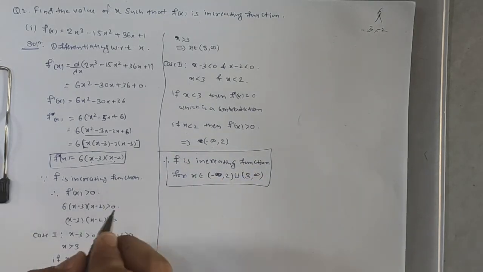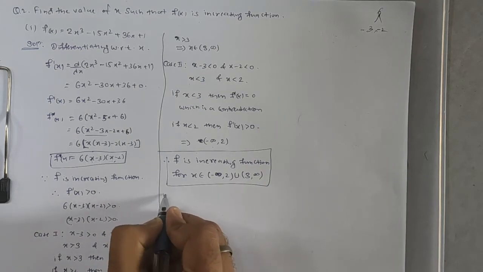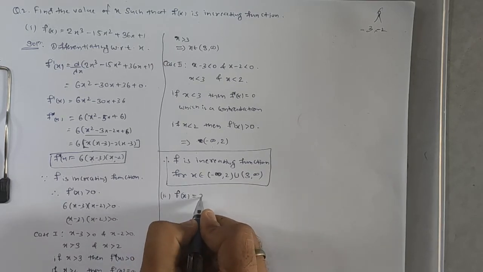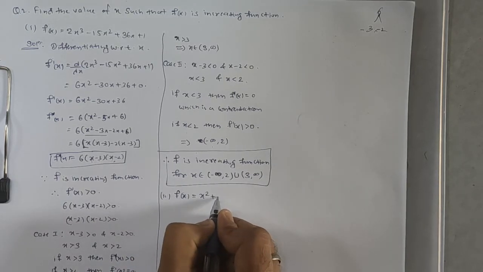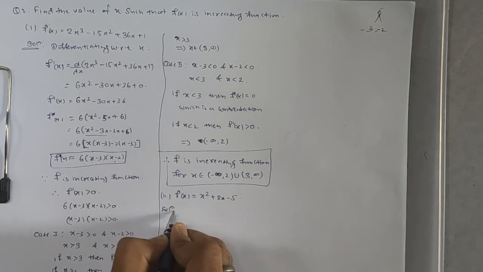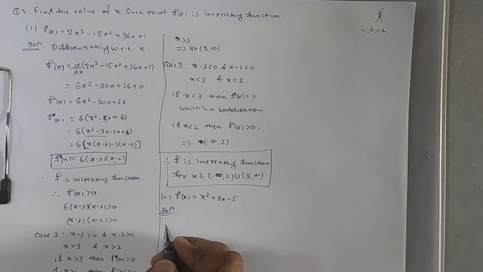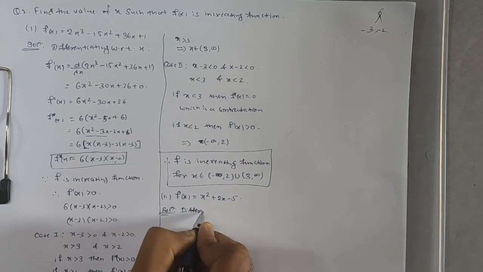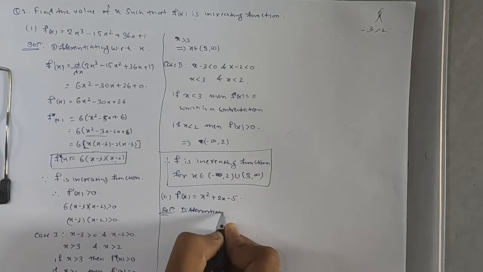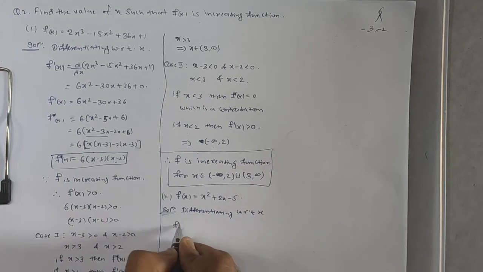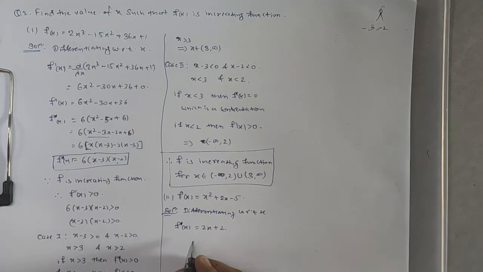Now similarly we can solve the second sub question, which is f of x is equal to x square plus 2x minus 5. So solution: first we will find out f dash of x. So here, differentiating with respect to x, f dash of x will be 2x plus 2, correct?